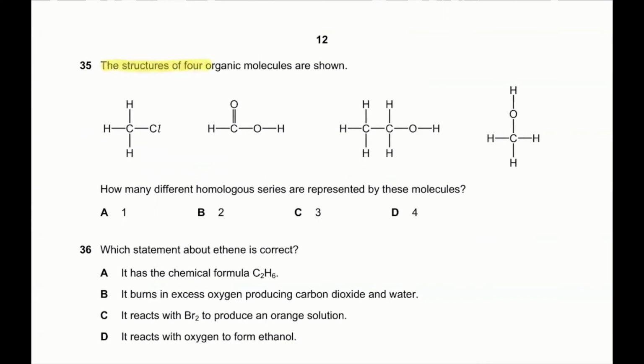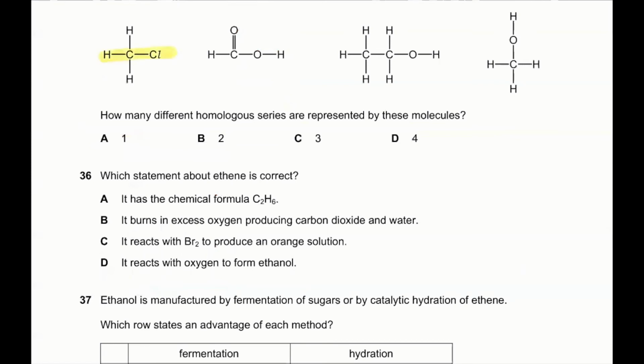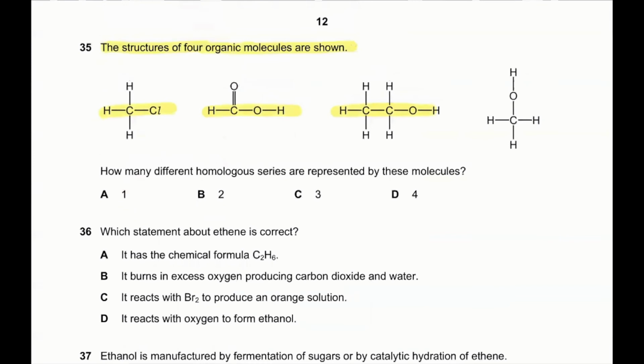35. The structures of 4 organic molecules are shown. All right, we can see a halogen alkane, a carboxylic acid, an alcohol, which is ethanol, and methanol. The question says how many different homologous series are represented by these molecules. Guys, these two are the same homologous series, they are alcohols.